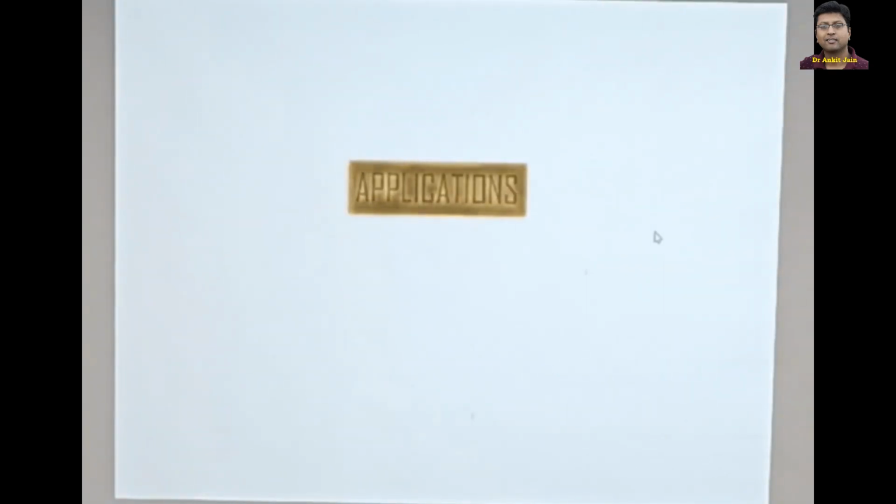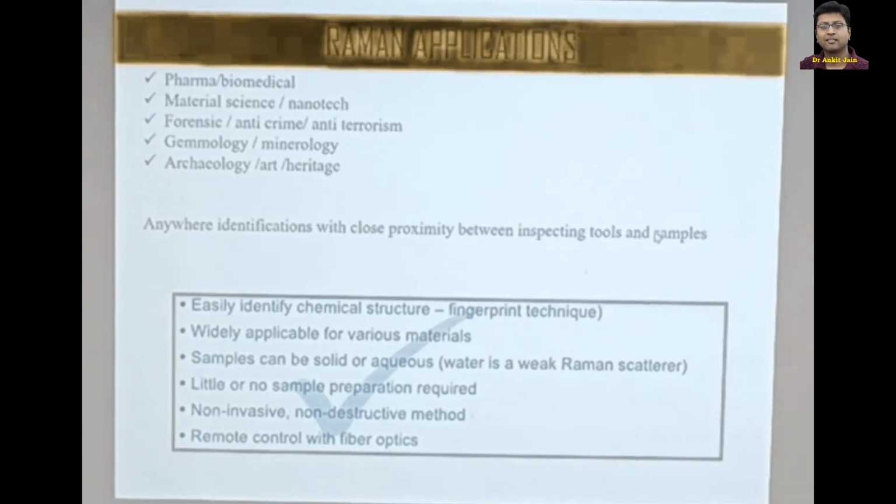Let's come to the applications now. So Raman spectroscopy has wide variety of applications in pharma industry, in biomedical industry, in material science, in nanotech, in gemology, in mineralogy, in archaeology, in art, in history, of course in forensic, in crime science and anti-terrorism, etc. You just name a place where you want to find a molecule. Raman will be the very first technique that will come to your mind if you want it to be non-invasive and non-destructive. And you can have an on-site operation as well.